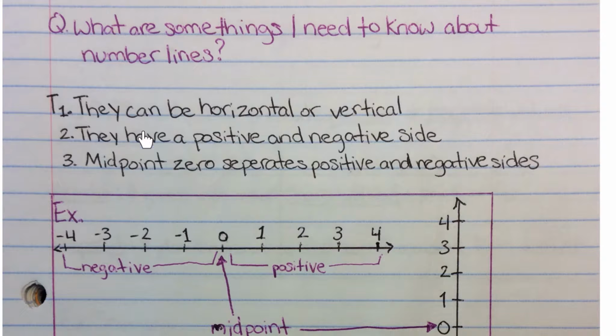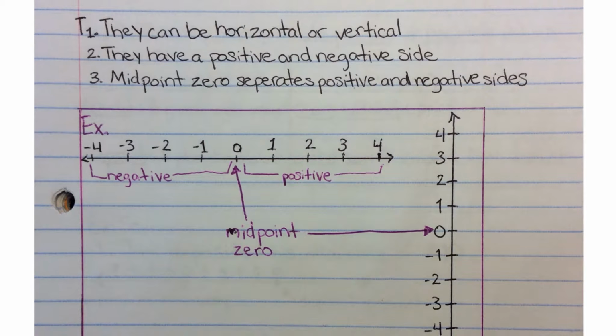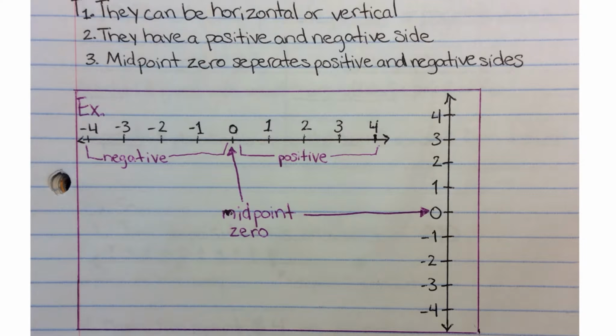They can be horizontal or vertical. They do have positive and negative sides. And the midpoint of 0 separates the positive and negative sides. Come down here and look at the example that we've created, and notice each of the 3 components are modeled here.